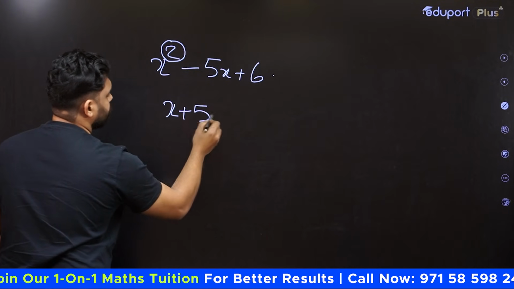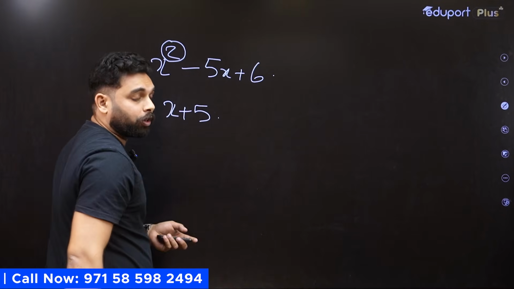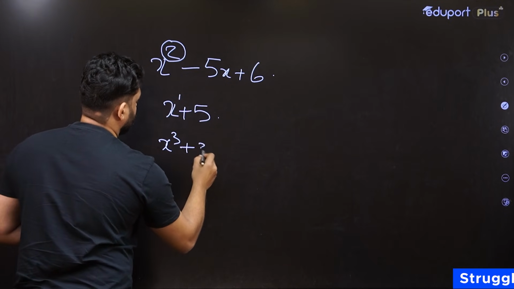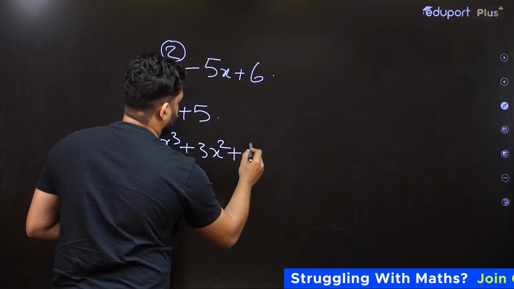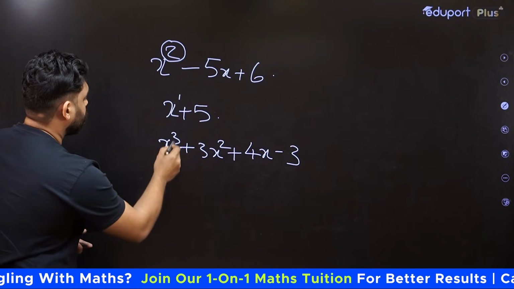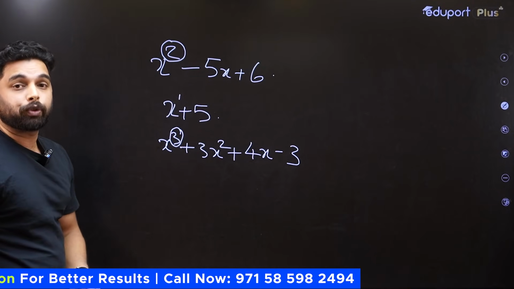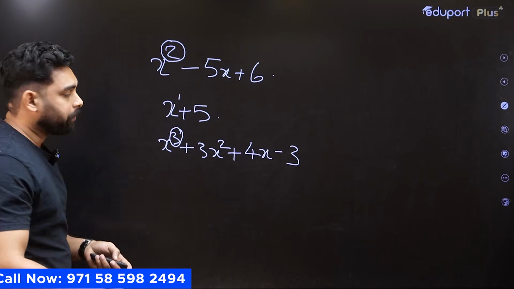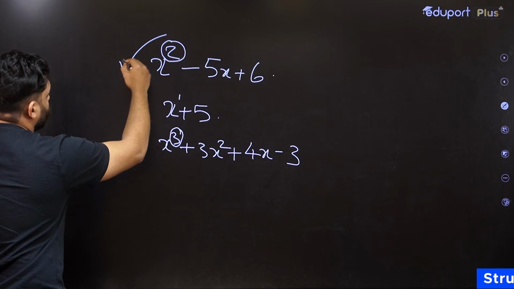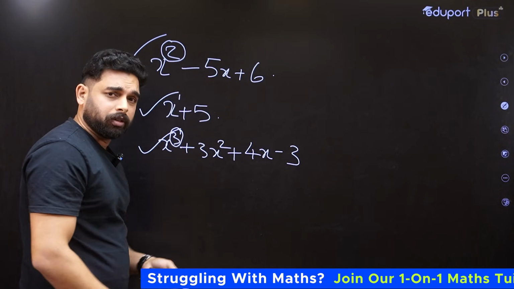x plus 5. Is this a polynomial? Yes, it is an example of linear polynomial, where the power is 1. x cube plus 3x square plus 4x minus 3. This is an example of cubic polynomial because the highest power of x is 3. So, polynomials can be divided into three, that is linear, quadratic and cubic. You only have to study up to cubic in this chapter.